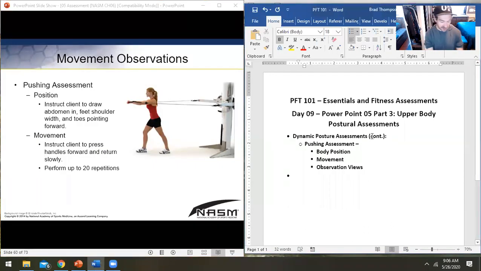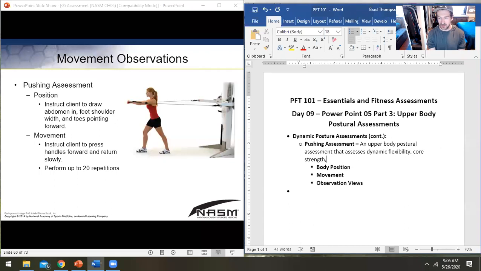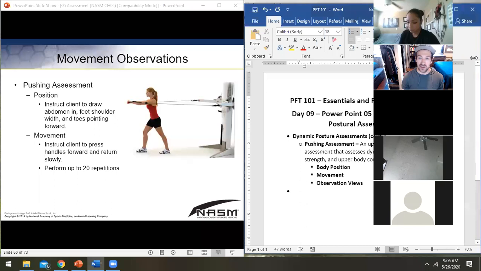So our pushing assessment is an upper body postural assessment that assesses dynamic flexibility, core strength, and upper body control. We are looking to see if somebody knows how to move their upper body the way that it's designed to. Do they have proper joint actions, or are they making movement compensations? Do they have that synergistic dominance? And just to review those key terms here.